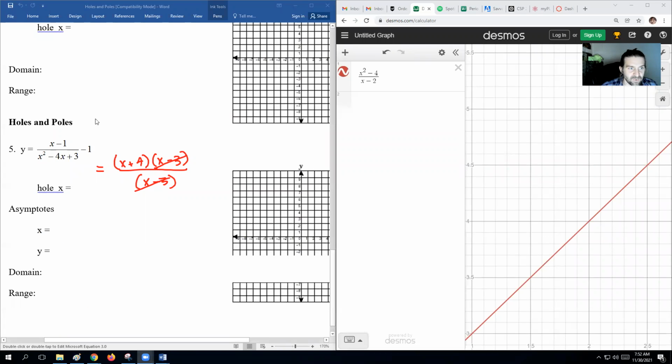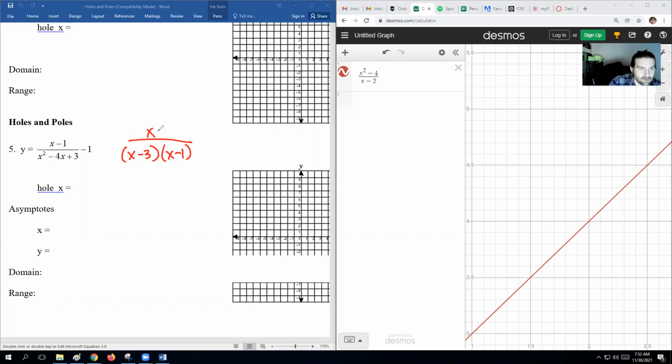And then this one here is an example of holes and poles. The reason is that we could factor the bottom here, and the bottom has a couple of factors in it. That'd be x minus 3 times x minus 1. So if we look at this here, there is a hole when x equals 1, but a vertical asymptote, a pole, when x equals 3, because that doesn't cancel out.